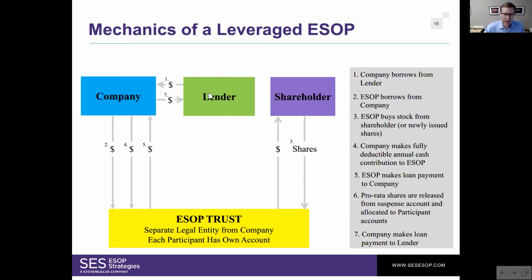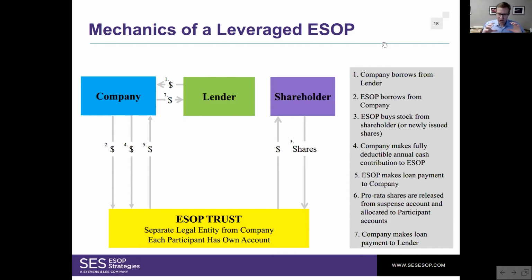The bank, the lender in this case, in step one, loans that $3 million to the company. In step two, the company turns around and loans that same $3 million to the ESOP. The ESOP then in step three buys the shares for $3 million. So the shareholder now has $3 million of cash in their pocket. This is a very, very common transaction, and all three of those steps happen on the same day. We do it all on day one. All the wires go around on day one: from the bank to the company, from the company to the ESOP, and from the ESOP to the shareholder, who now gets $3 million.